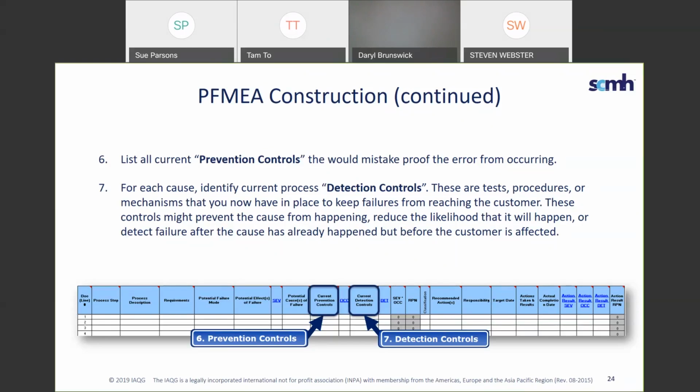identify the current process that would detect that failure if it did occur. So these are detection controls. These are test procedures or mechanisms that you have in place to keep the failures from reaching the customer, maybe the next operation, the customer. Maybe they're an inspection downstream. They could be a test downstream. They could be an assembly test downstream. They could be end-of-line inspection. These controls might prevent the cause from happening, reduce the likelihood that it happened, or detect the failure after the cause has already happened, but before the customer is affected. So these are your detection controls.